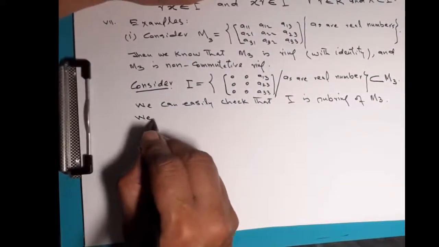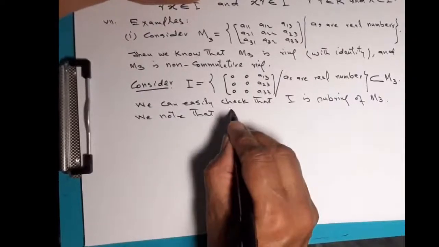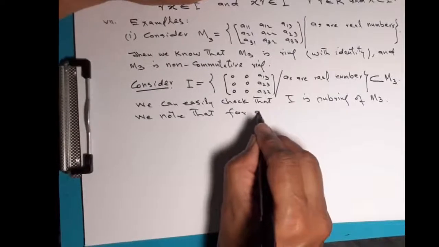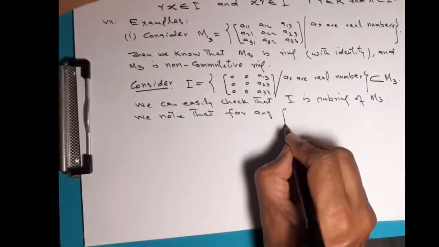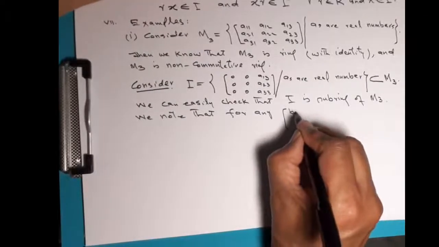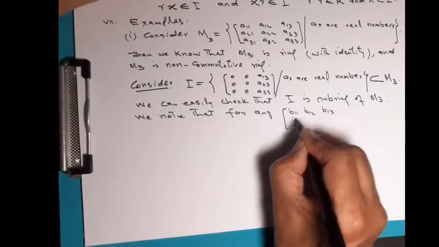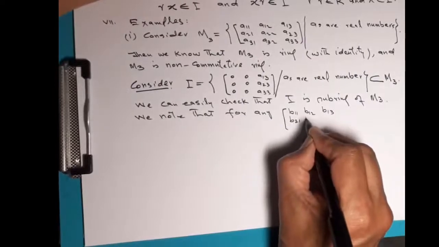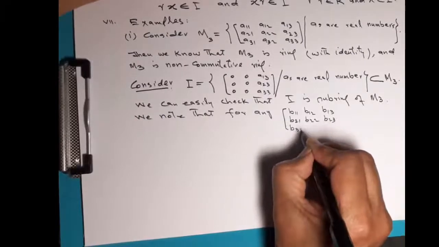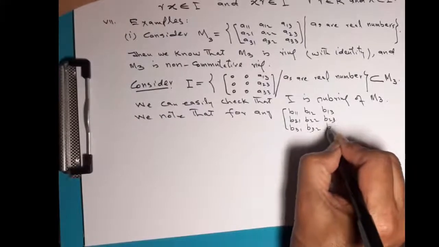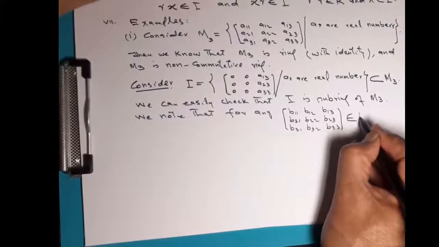We know that for any, let's take an element of M3. Let's take it as B11, B12, B13, B21, B22, B23, B31, B32, B33. Let's take this element of M3.